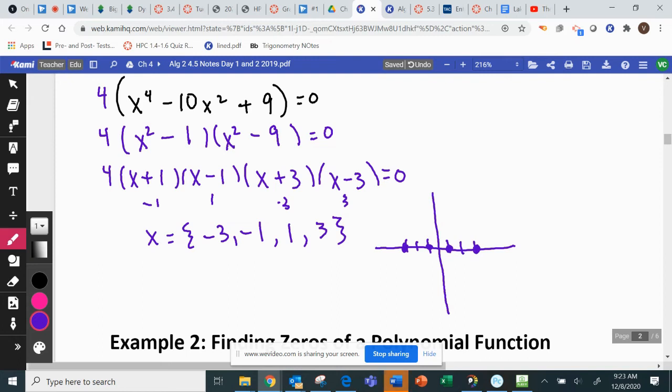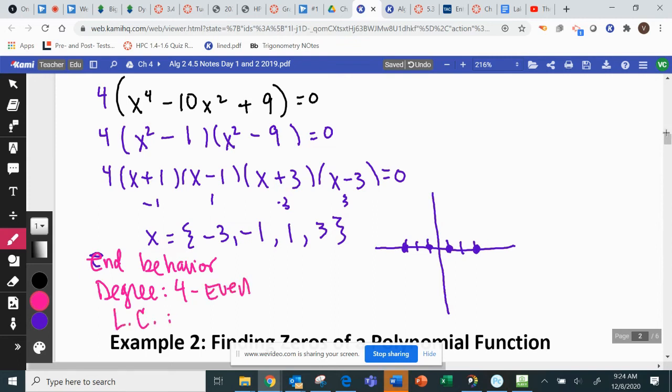So now I want to look at my end behavior. So the degree is 4, which is even. The leading coefficient is 4, which is positive. And that tells me my end behavior is going to both be up. So I know at the very ends, my graph is going to go up. There's no repeats.